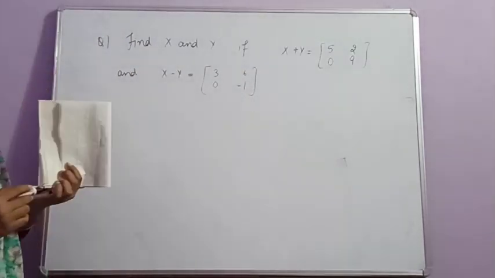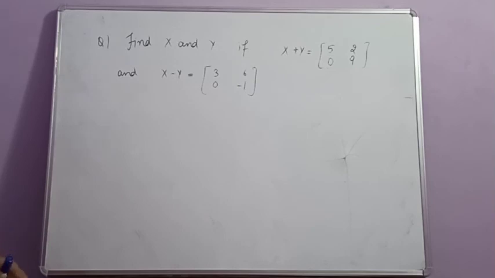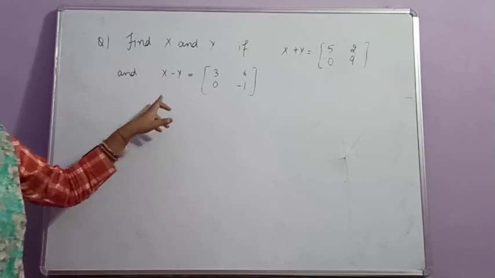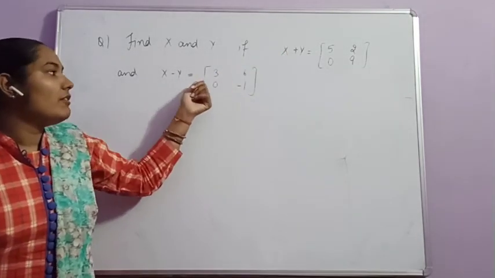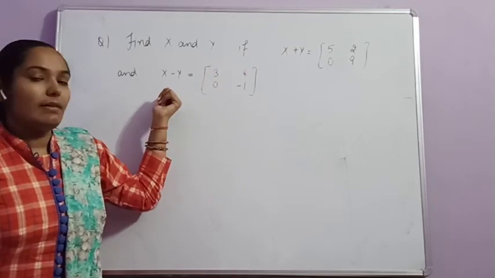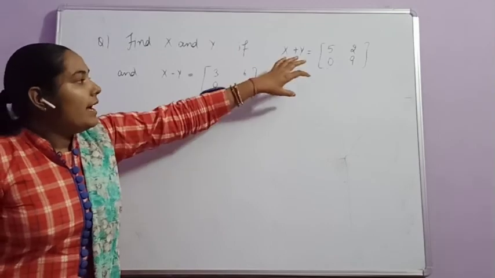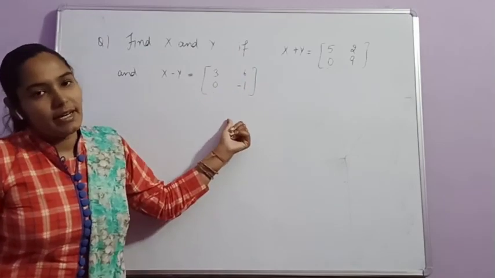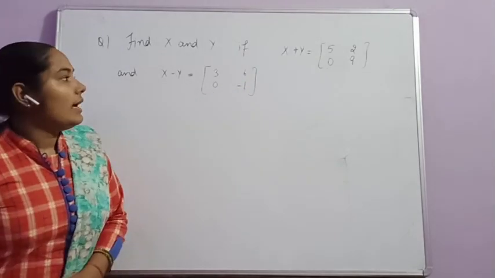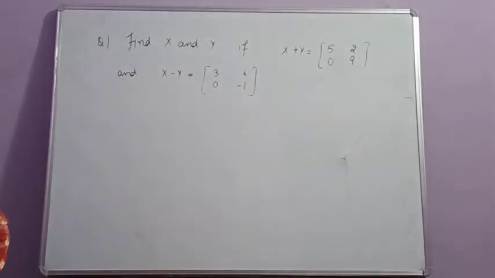Clear? How can you solve it? First of all, add both equations. If we add both equations, then on the left hand side Y will be cancelled out and we get the value of X. Then you can put the value of X in any equation, either the first or the second, then you will be able to calculate the value of matrix Y. Clear?